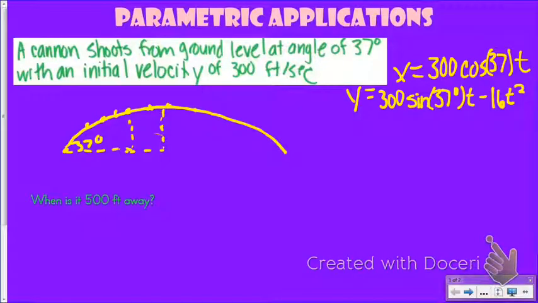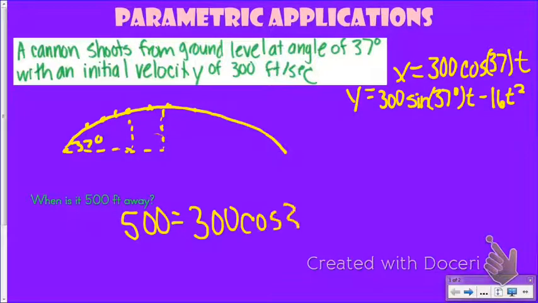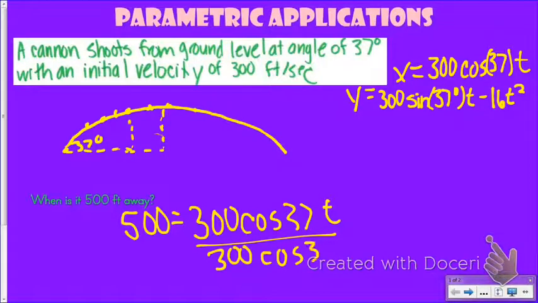I want to know when it's 500 feet away horizontally. So in order to do that, I can just use my x equation. I want to know when 500 is equal to 300 cosine 37 times t. So in order to get t by itself, I just need to divide by 300 cosine 37 and type that in my calculator.